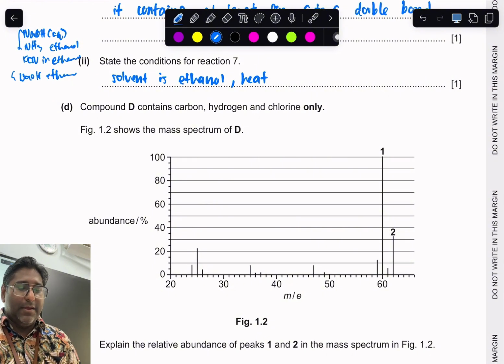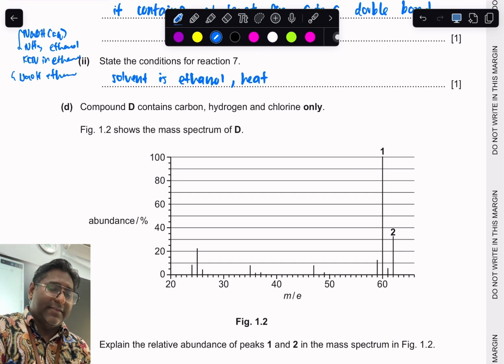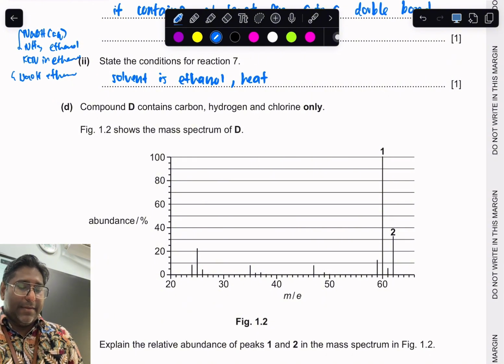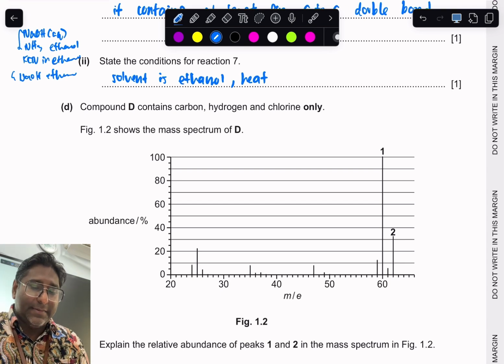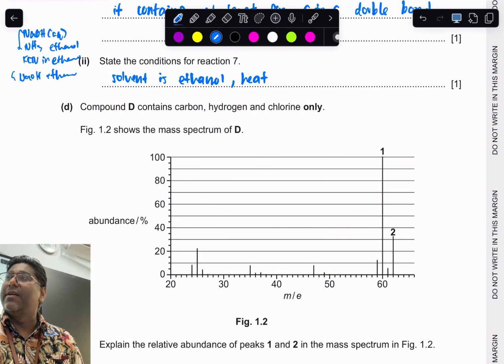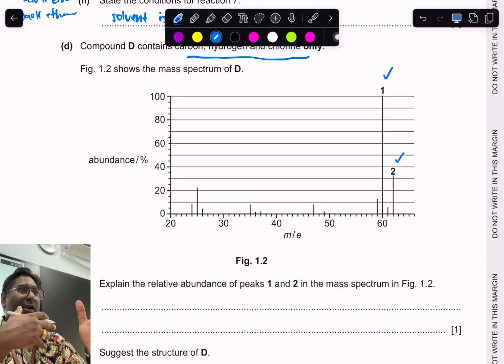This is going to be the mass spectrum. You can see in the past year paper how they test chemical analysis over here. They are giving 2 marks here, and it relates to the question above. So here they have the mass spectrum of D. D contains carbon, hydrogen, and chlorine. I need to explain the relative abundance of peak 1 and peak 2, just the relative abundance. You don't need to tell what it is and so on.